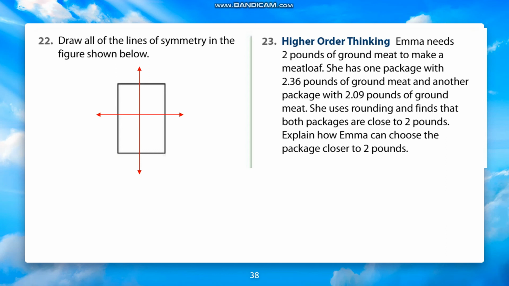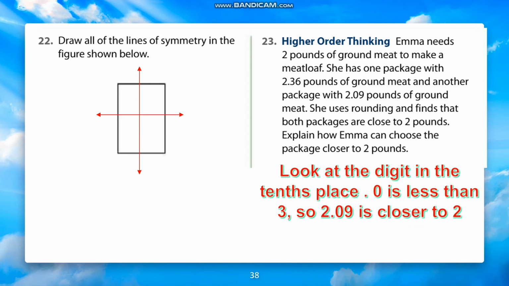In number 23, Emma needs 2 pounds of ground meat to make a meatloaf. She has 1 package with 2 and 36 hundredths pounds of ground meat and another package with 2 and 9 hundredths pounds of ground meat. She uses rounding and finds that both packages are close to 2 pounds. Explain how Emma can choose the package closer to 2 pounds. So the answer is, look at the digit in the tenths place. So 0 is less than 3, therefore 2 and 9 hundredths is closer to 2.